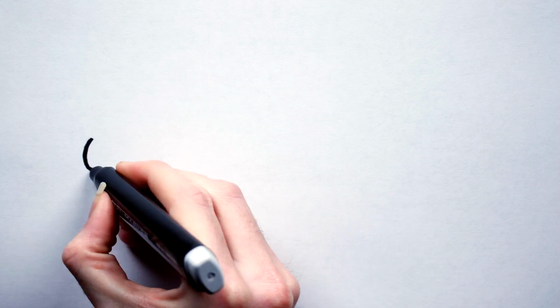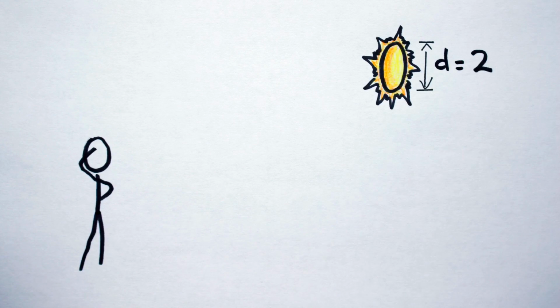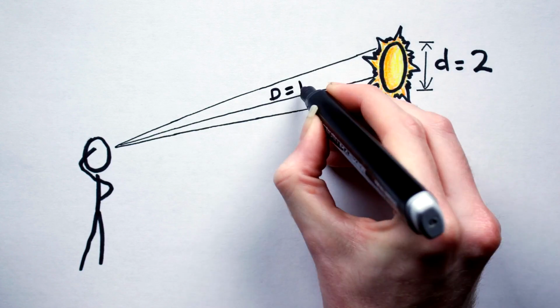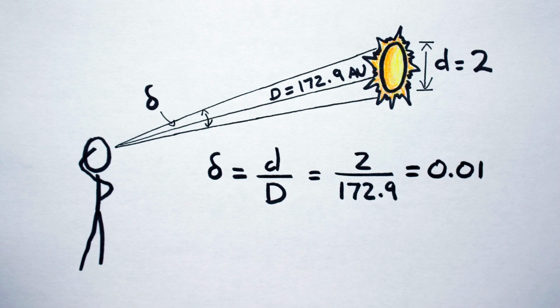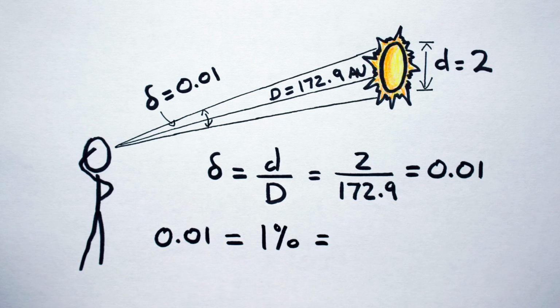So it stands to reason then that the small angle approximation can also be used as a sort of eclipse calculator. So say I'm looking at a star twice as big as our sun, but 172.9 AU away. It would then appear to be 0.01 times the size of the sun at Earth, or 1% the apparent diameter of the sun, or 0.05 degrees in the sky, which, by the way, is just slightly smaller than Jupiter.